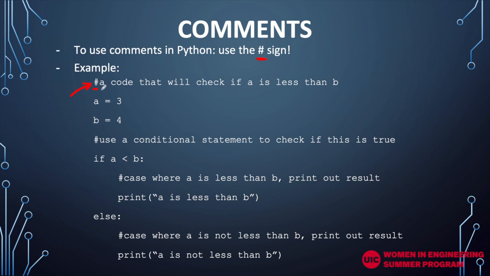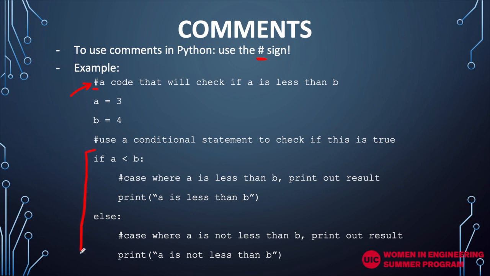So a good rule of thumb that I like to do is before I start coding, I actually just write a small summary about what this code is about. So for this case, I wrote a code that will check if A is less than B. And that's very important because there may be some people who are skimming through your code and that serves as basically a summary or explanation about what your code is going to do.